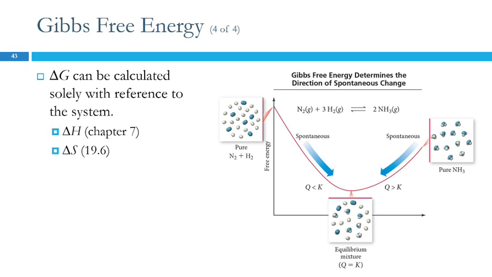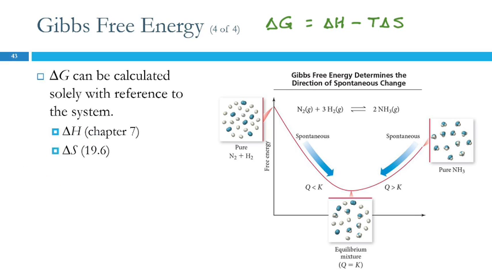So we can calculate delta G looking just at the system. Because what did we just say delta G was? Delta G is delta H minus T delta S. This is the change in entropy for the system. This is for the system. And so we can calculate delta G without having to consider the entire universe. So we need to know what delta H is. We learned how to do that back in chapter 7. We need to know what delta S is.